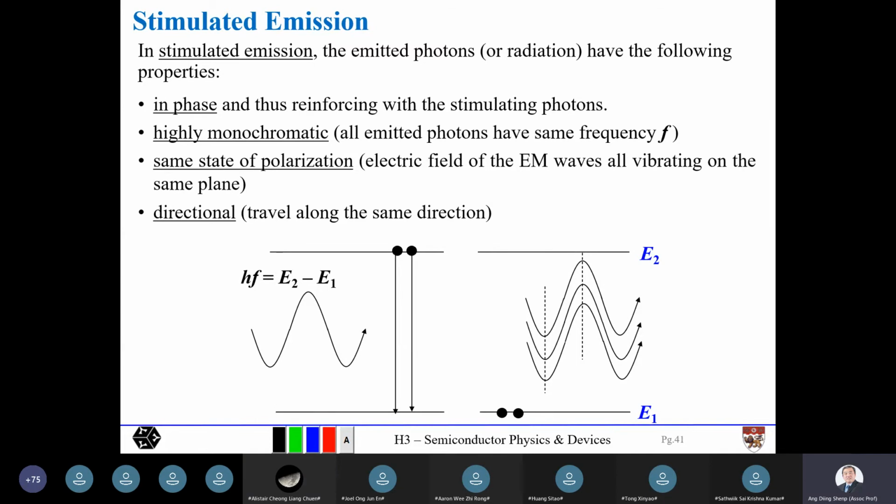So it's like a self-amplification process. It's a positive feedback cycle that we are trying to encourage here. Photons produce more photons, and the more photons will produce even more photons, and so on and so forth. Through this process, we can generate a laser beam of very high intensity.